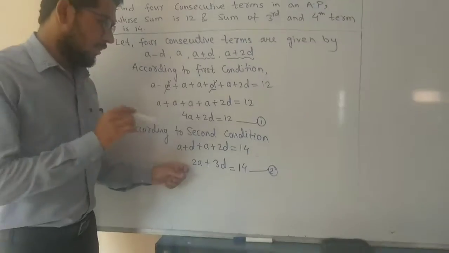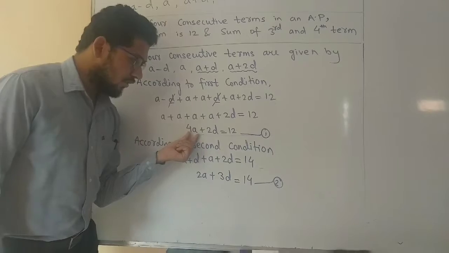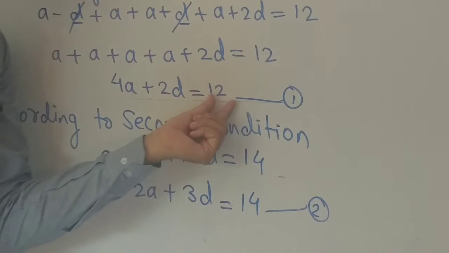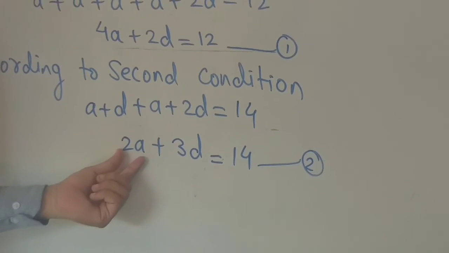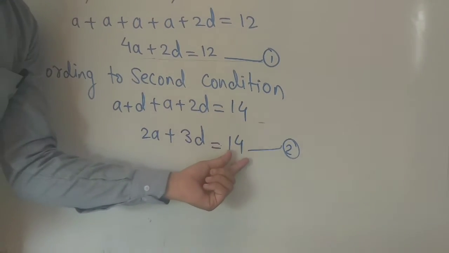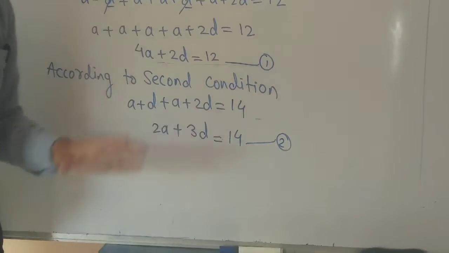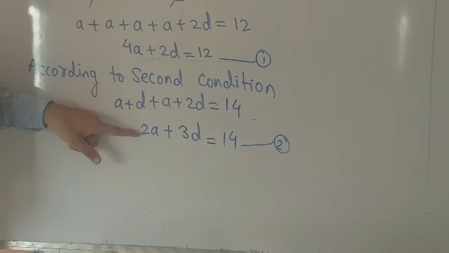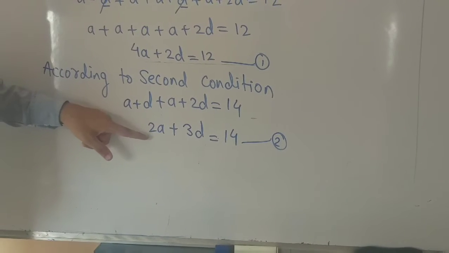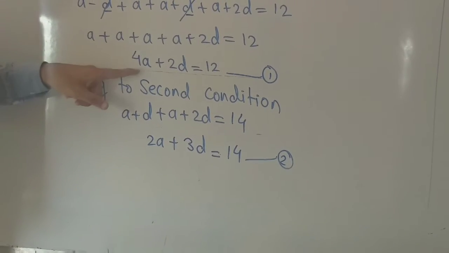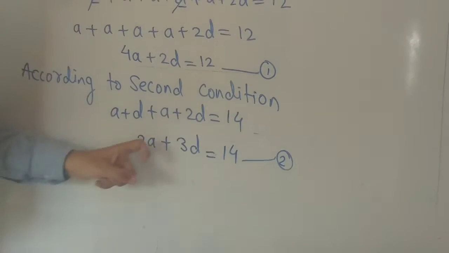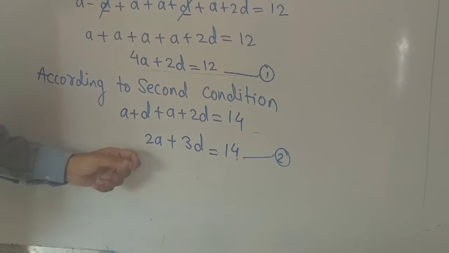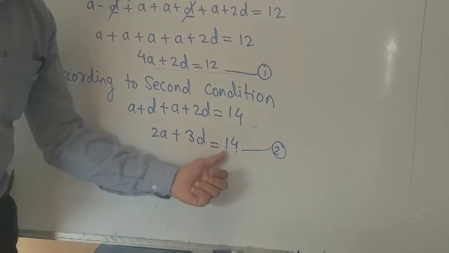So what do we have to do here? First we'll check the coefficient of a, that is 4. The coefficient of d is 2 and the constant is 12. Here you can see the coefficient of a is 2, the coefficient of d is 3 and the constant is 14. So what can you observe here? You can see the multiple of a: this is 4 and this is 2. So you can make this 2 into 4 because 4 is a multiple of 2. So if you want to make this 2a into 4a, you have to multiply the whole equation by 2. You will get 4a plus 6d equals 28.